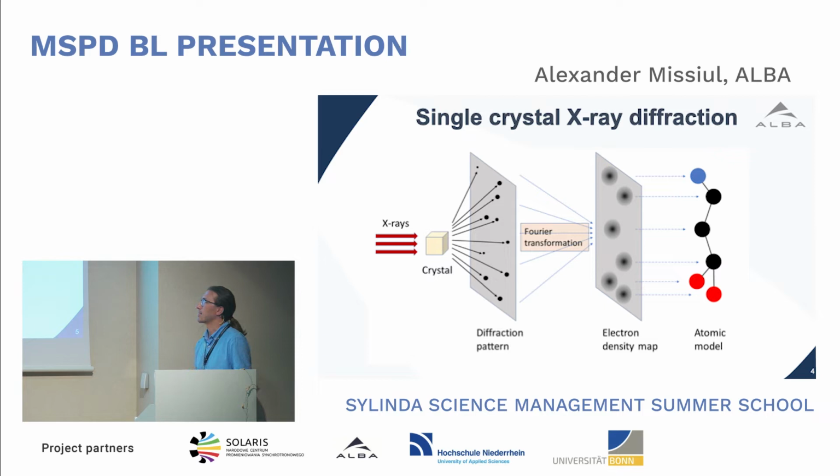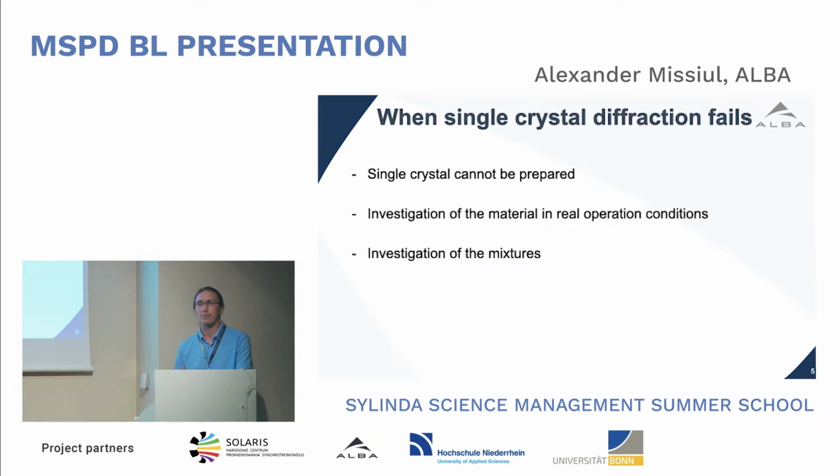It can happen if you really cannot prepare the crystal. For example, high temperature superconducting materials normally cannot be grown as big enough crystals. You can only have them in the form of powders. Or you want to work with some real material, like material in real operation conditions, or you want to investigate some solid mixture, like, for example, cement, which is never a single chemical compound. It is a mixture of different compounds. Of course, in this case, you cannot have a single crystal of this. So we go here to powder diffraction.